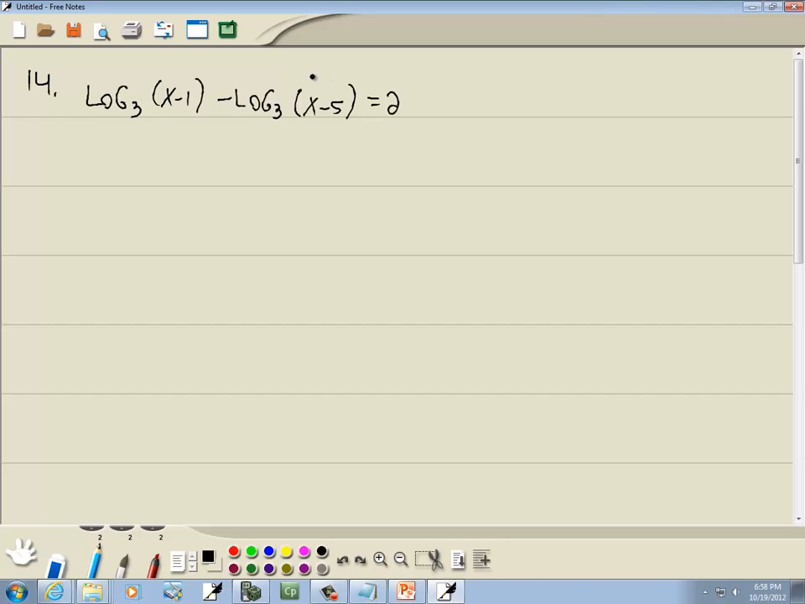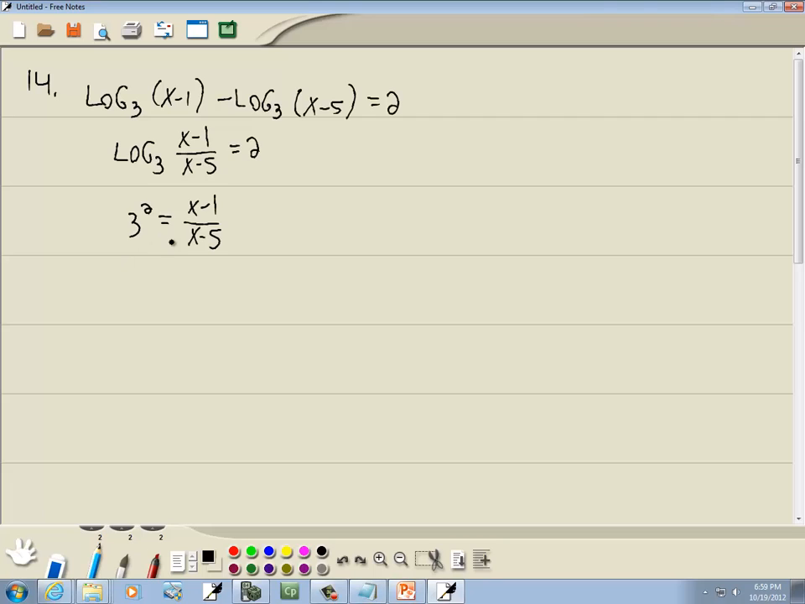Step 2, use properties of logs to get a single log. Well, log of something minus log of something. Subtraction becomes division. So this becomes x minus 1 over x minus 5 equals 2. And we've got a single log. Well, third step, use the definition of the log to rewrite in exponent form. So we're going to take our base, which is 3, to the power of the other side. So 3 to the second power is equal to what follows our log.